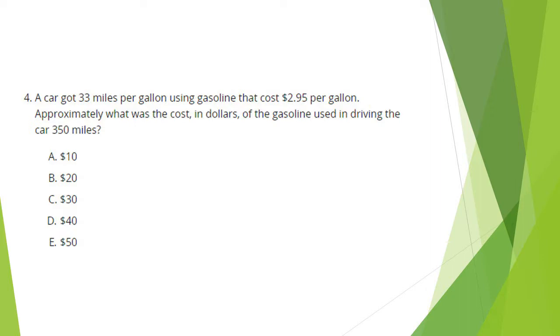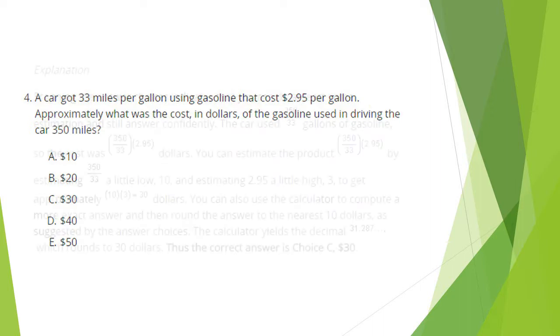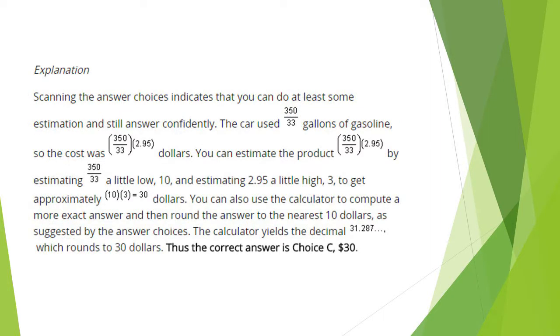Now that you have read the question, take a moment to review it. Use the tips we discussed to determine the correct answer. Pause the video while you work. When you are ready to review the answer, resume play. The correct answer is choice C, $30.